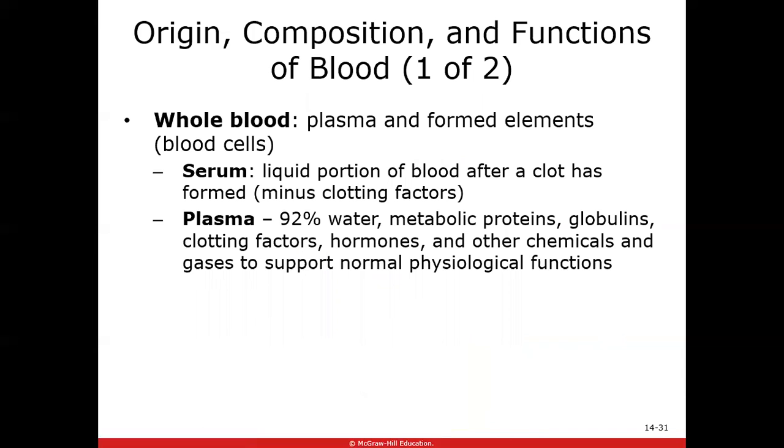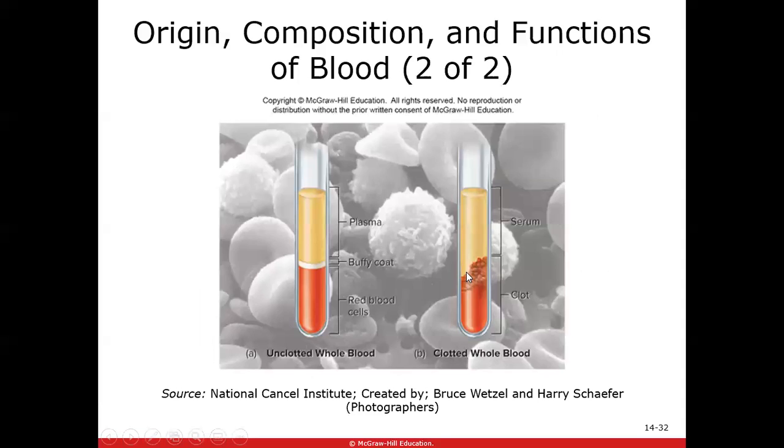Now, the origin, composition, and functions of blood. So, whole blood is plasma and the formed elements, which are the blood cells. Then you have serum, which is the liquid portion of blood after a clot has formed, so it has minus clotting factors. And then you have plasma. Plasma is 92% water, has metabolic proteins, globulins, clotting factors, hormones, and other chemicals and gases to support normal physiological functions.